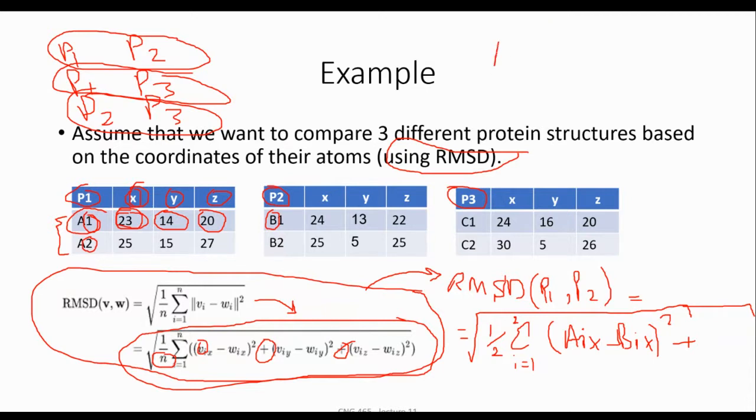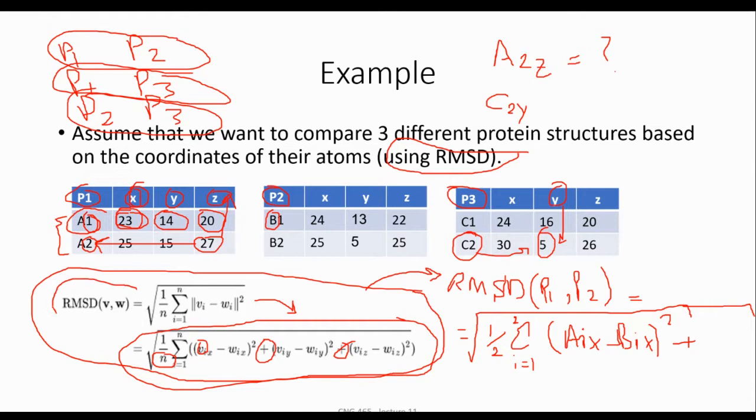For example, what is A2 z? So A2 z is this one, right? The intersection between A2 and z. For example, what is C2 y? Okay, this is C2, this is y, so the intersection of them is 5. So this is how you assign the values in them.